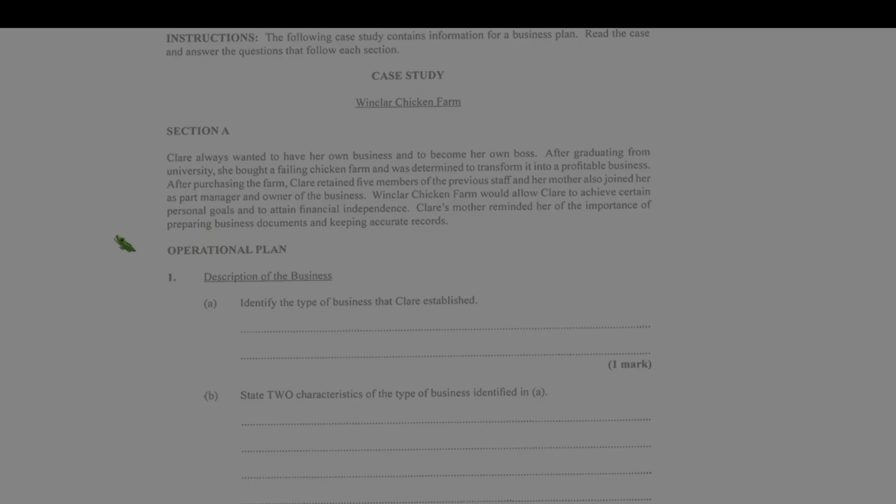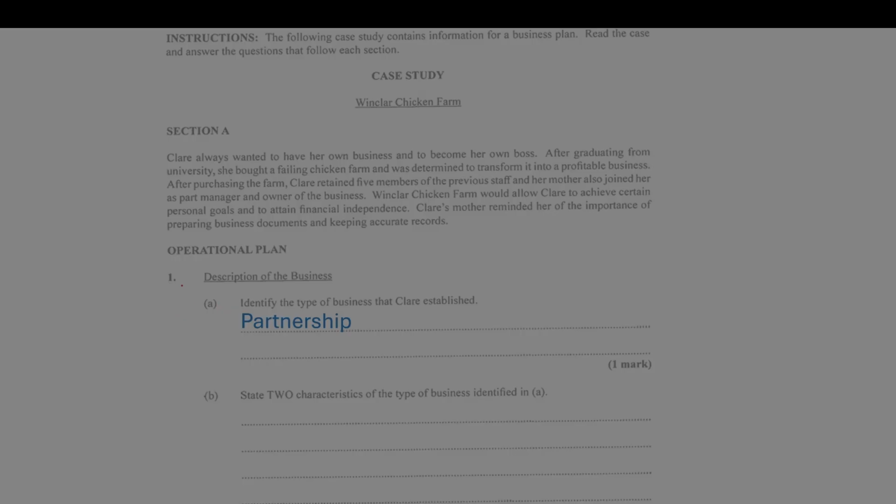Operational plan. Question 1. Description of the business. Identify the type of business that Claire established. So since they said that Claire's mother joined her as part manager and owner of the business, this means that there are 2 owners in this business. Anytime we have more than 1 owner, let's say between 2 to 20 owners in our business, this is known as a partnership.